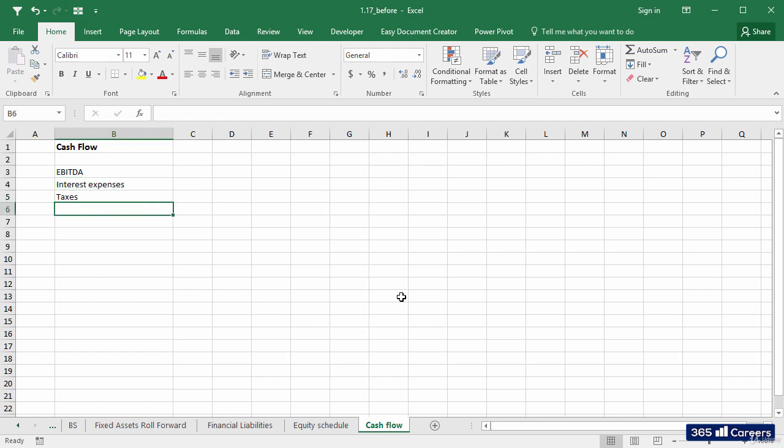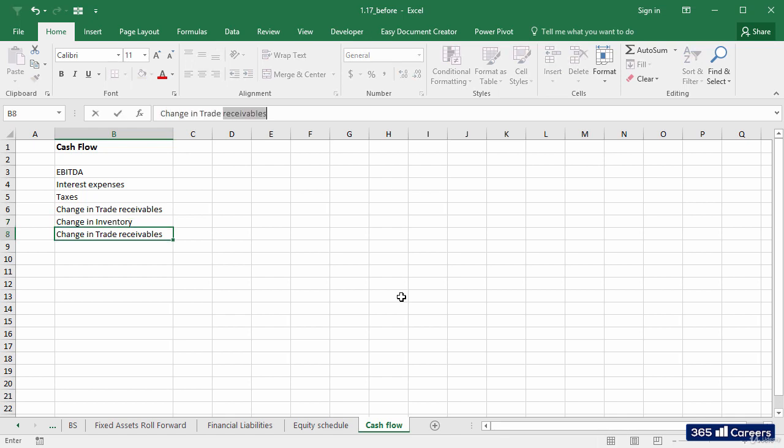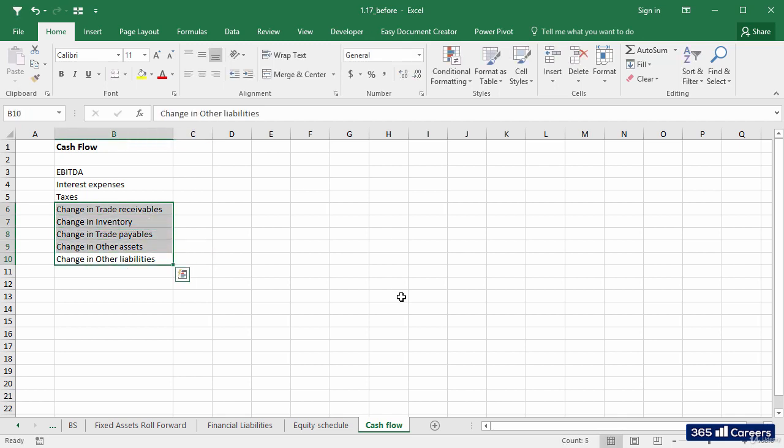Afterwards, we should consider the investments in the three working capital elements we saw before: trade receivables, inventory, and trade payables. Next to it, we will consider the investments in other assets and other liabilities necessary for the growth of the business. Remember, each of these items was modeled earlier and waits for us in the output balance sheet.